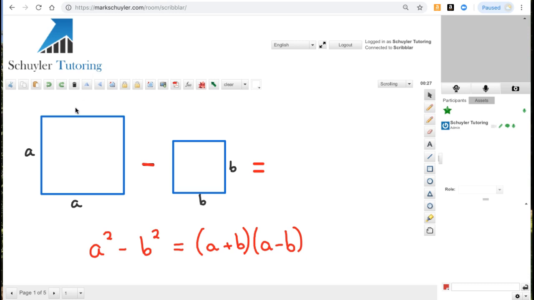Today we're going to look at a small but important lesson about the difference of two perfect squares. You can see here in my picture that I have a larger square, a by a, and I'm subtracting from it a smaller square, b by b, and that's why they call this the difference of two perfect squares. You know that difference means subtraction, and that's what's going on here. I'll just write up the title, The Difference of Two Perfect Squares.